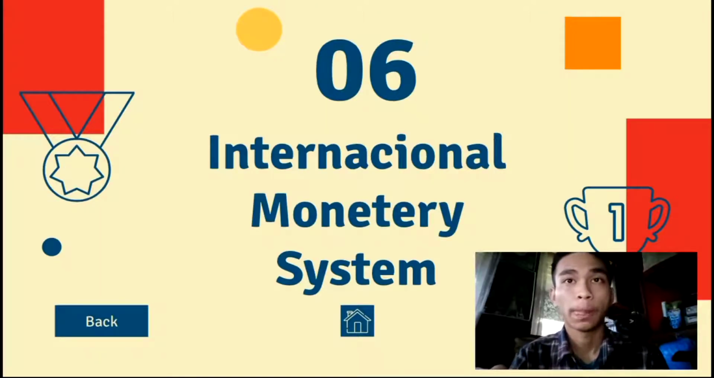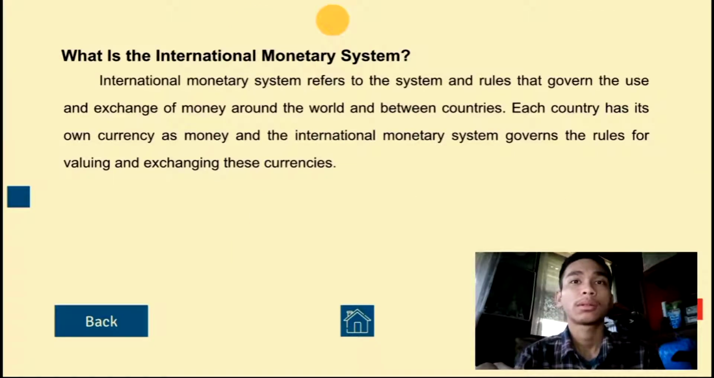Next, the international monetary system. What is the international monetary system? The international monetary system refers to the system and rules that govern the use and exchange of money around the world and between countries. Each country has its own currency as money, and the international monetary system governs the rules for following and exchanging these currencies.